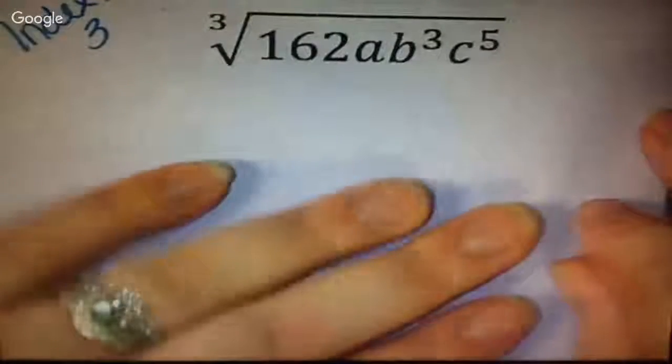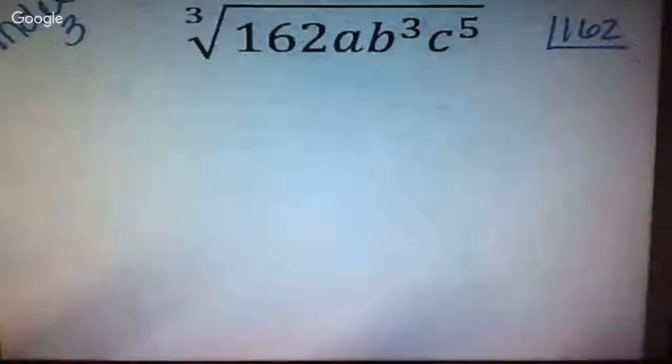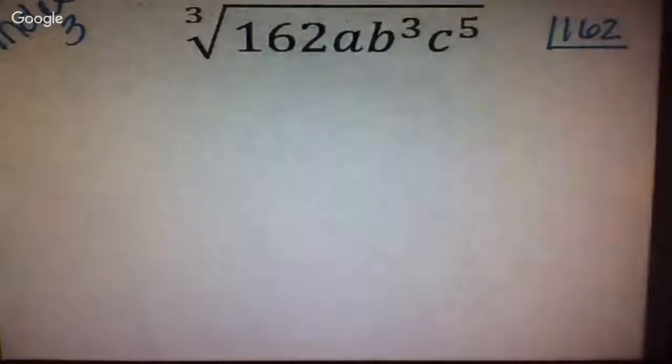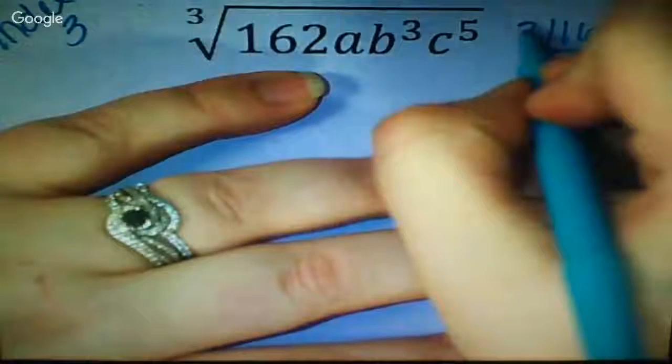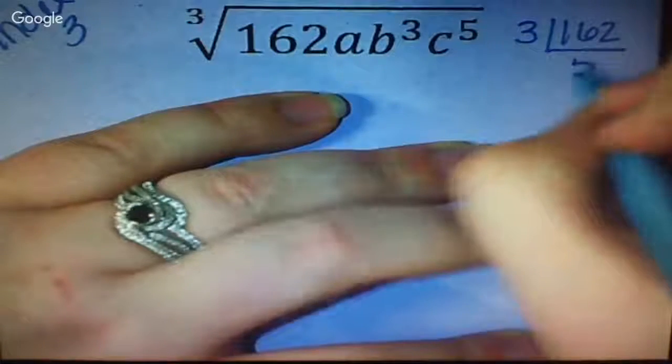All right, friends. What's my index in this one? 3. Okay. We need to break down 162. I need a prime number that divides into 162. Does 17 really work? 3 does work. 1 plus 6 is 7 plus 2 is 9. So we can do 3. When I divide by 3, that leaves me with 54. Yeah, 17 doesn't work.